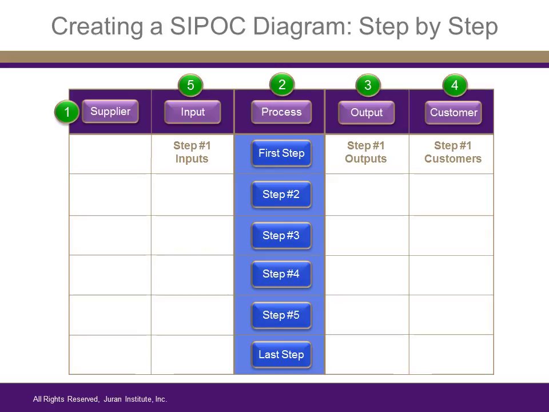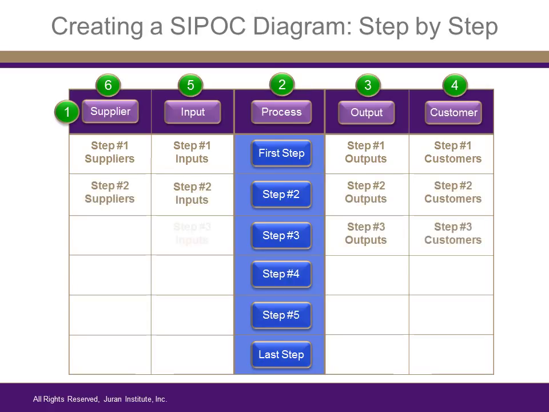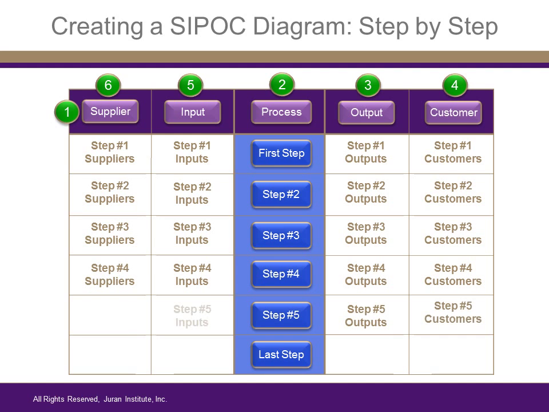There may be more than one, so be sure to list all relevant inputs. Use nouns when listing the inputs of the process. Step 6. List who supplies the inputs. Step 7. Complete the columns in this order for each step of your process.